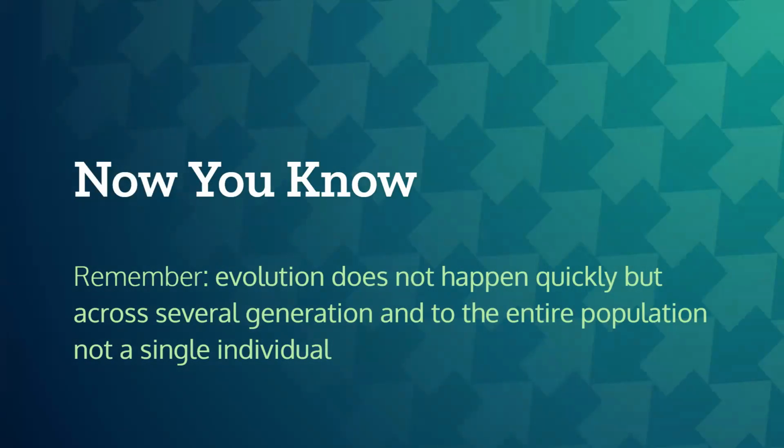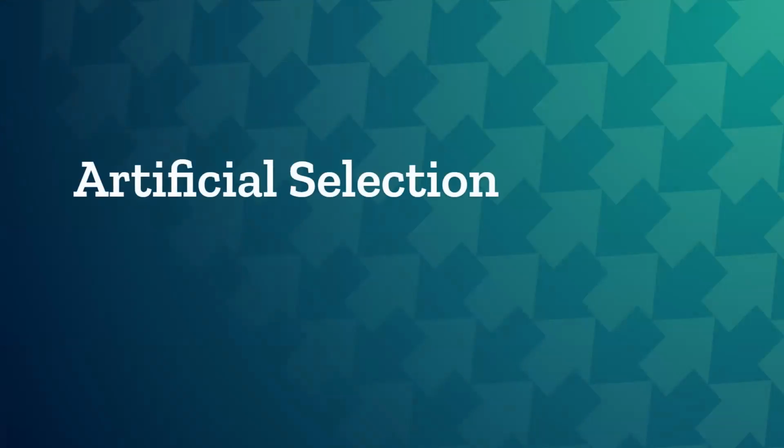So now that we know how natural selection works and how it plays a role in evolution, it is also important to note that evolution does not happen quickly, but it happens across several generations and to the entire population, not just a single individual. To go along with natural selection, there's also artificial selection.